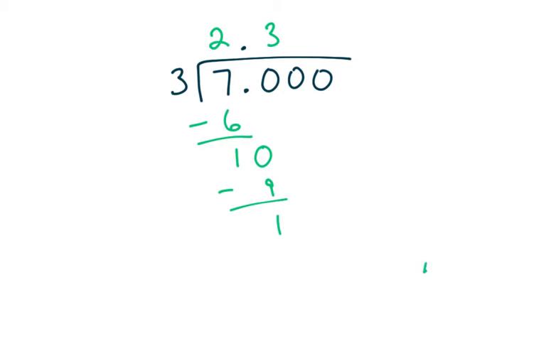So you can start seeing a pattern. I bring down a 0. It goes in 3 times. 3 times 3 is 9, and I'm going to continue going on and on and on forever. So that means that my final answer would be 2.3 repeating.